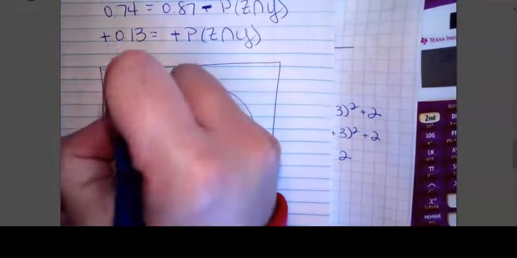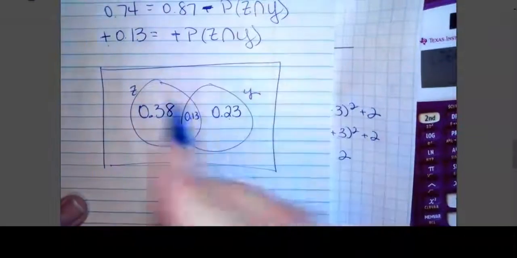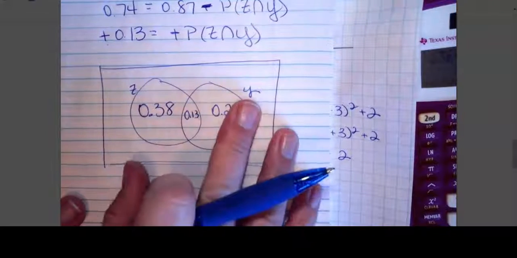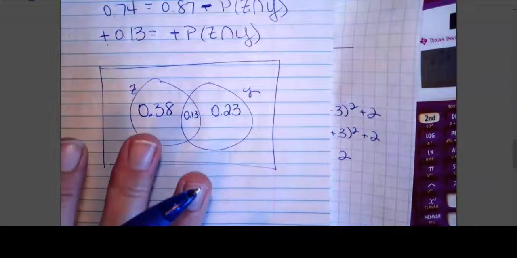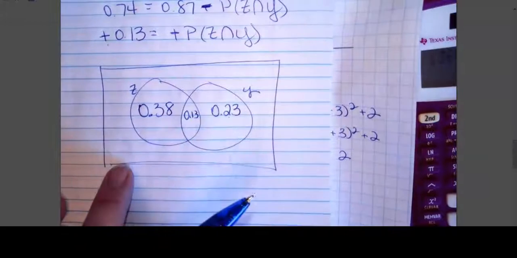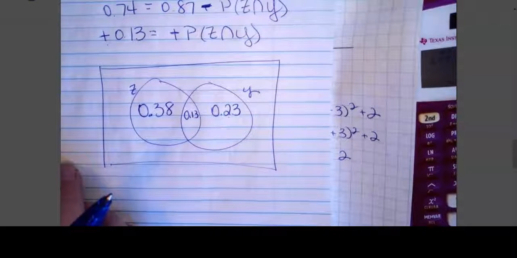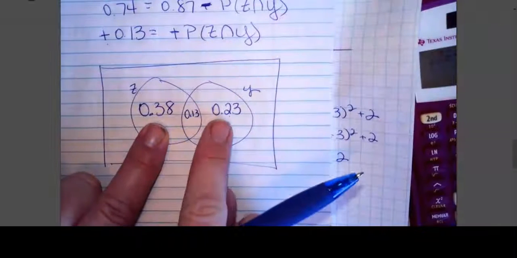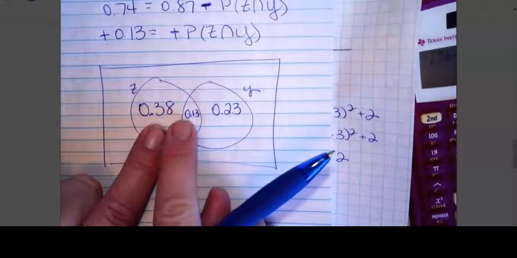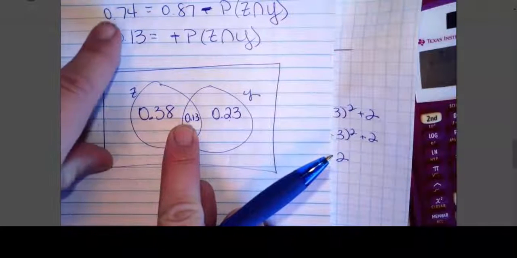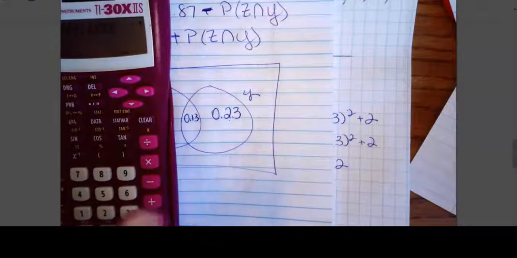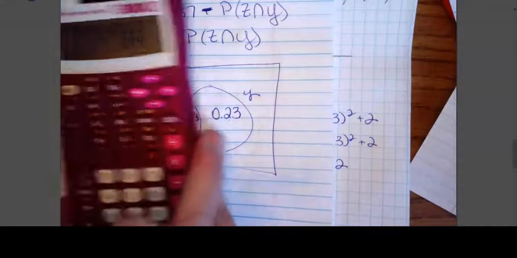So now what do I know? So this is Z, and this is Y. This is their overlap. This is the probability of both of those happening. Okay, and now I need to know what's left, because this is the universe out here. So remember, all the probabilities need to add up to 1. So at this point, I've got 0.38 plus 0.23 plus 0.13 had better be 0.74. Okay, so 0.38 plus 0.13 plus 0.23 is 0.74.